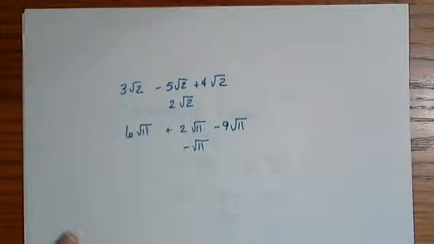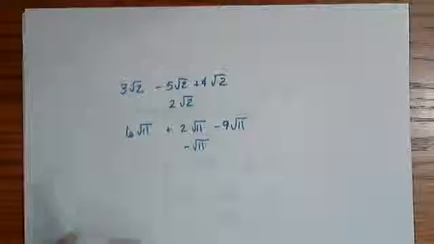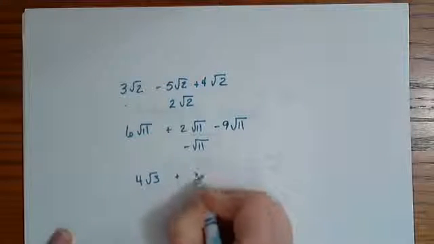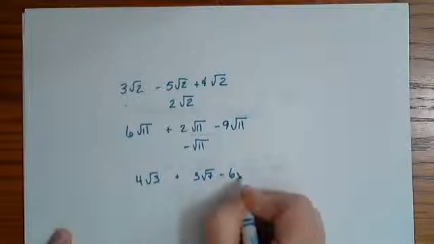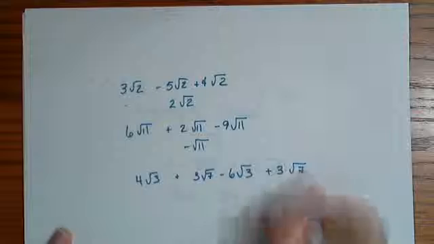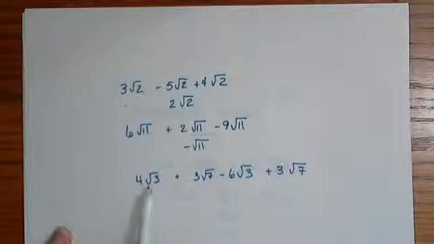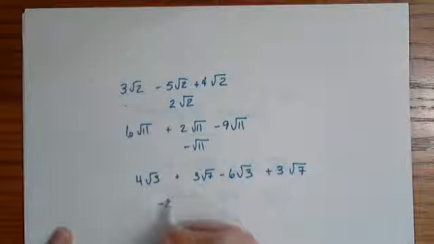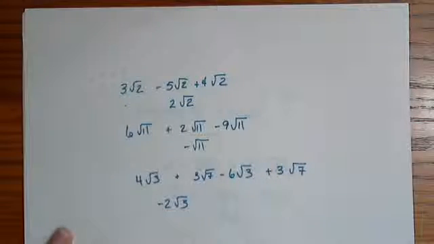I want you to pause the video again and try 1D on page 619. Pause the video. Here we go again. 4 root 3 plus 3 root 7 minus 6 root 3 plus 3 root 7. Now I can add this 4 root 3 minus this 6 root 3, and that's a negative 2 root 3, right? But I can't add them to these 7s because it's a different number underneath the radical sign.